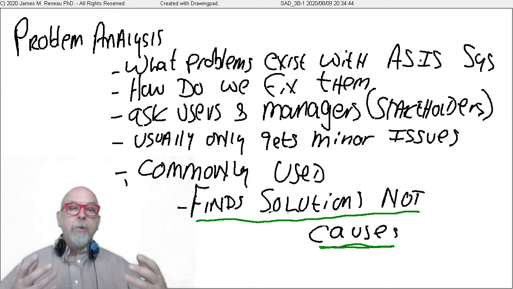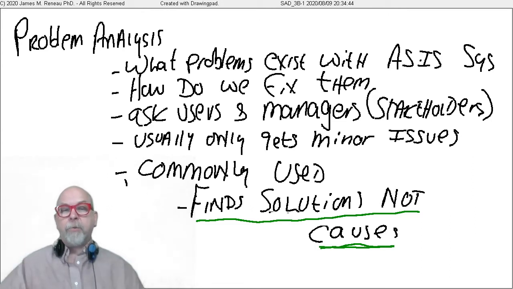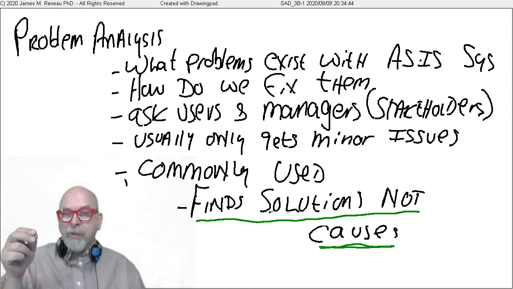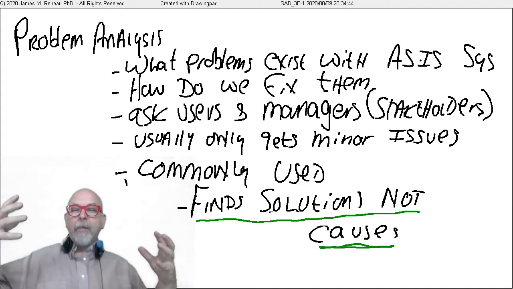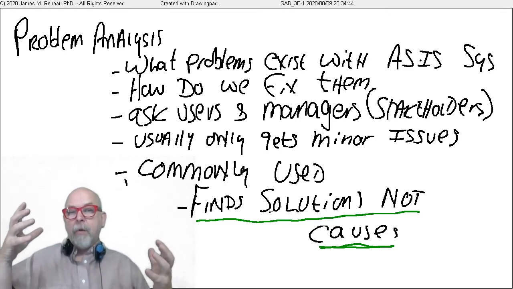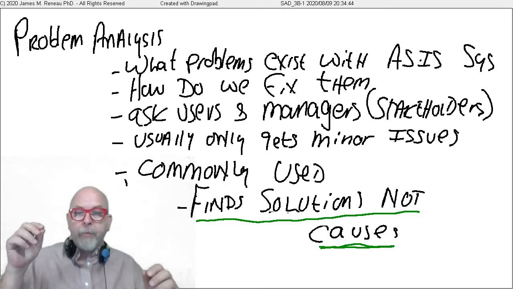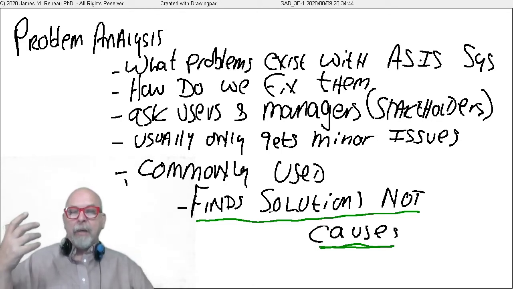We're going to be asking users and managers. We're actually going to be asking everybody, all of the stakeholders of the system. Now, the problem analysis usually gets at all of the little problems, but not at the great big ideas of where the system needs to go. It solves all these little problems we have with the system, but it doesn't find the big stuff.